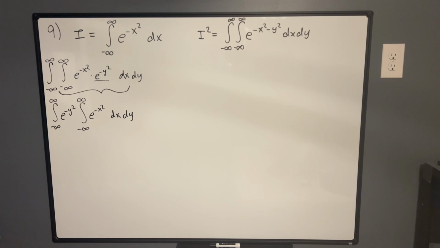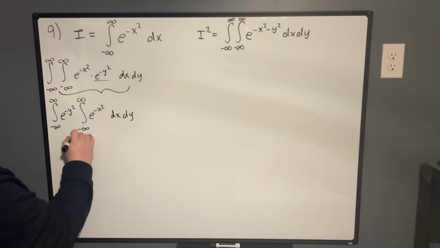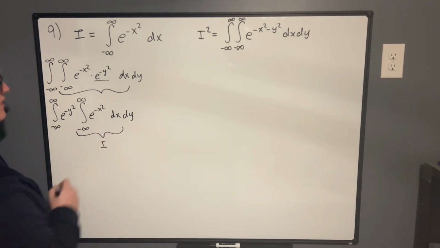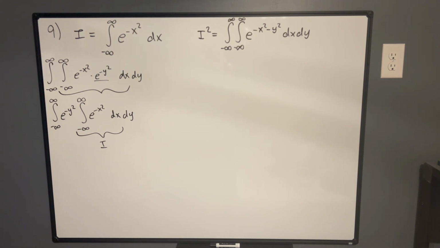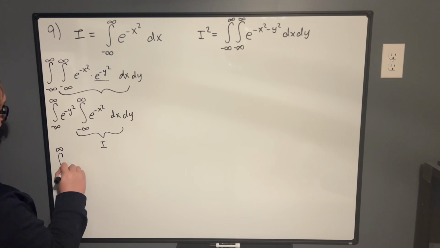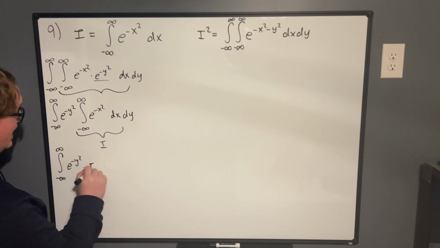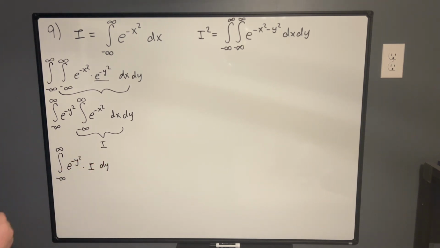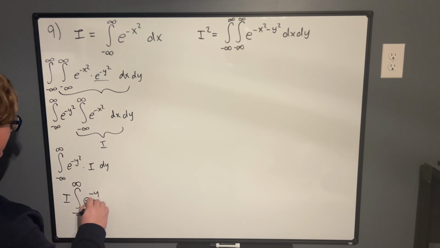But now let's look at our inside integral. Our inside integral is what we just said was I, right? So what we have now is the integral from negative infinity to infinity of e to the minus y squared times I dy. And since I is a definite integral, we know that we can get a number for it, right? It has some numerical value, which means we can factor it out of the integral. So I get I times the integral from negative infinity to infinity of e to the minus y squared dy.